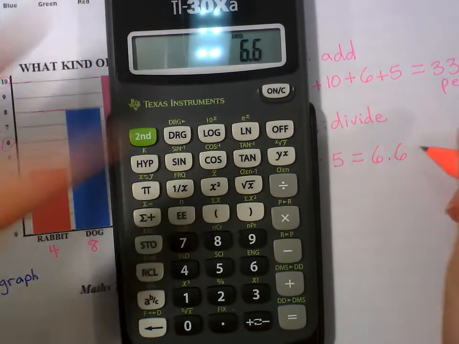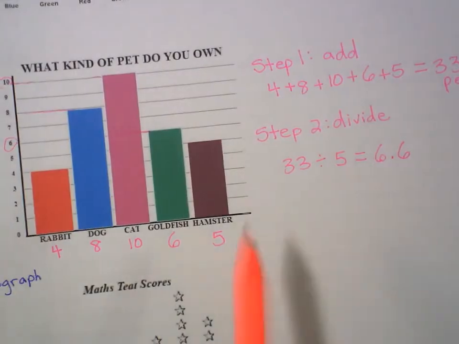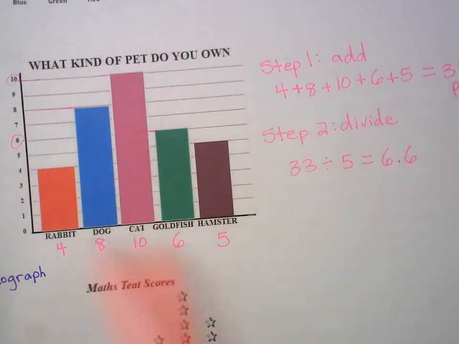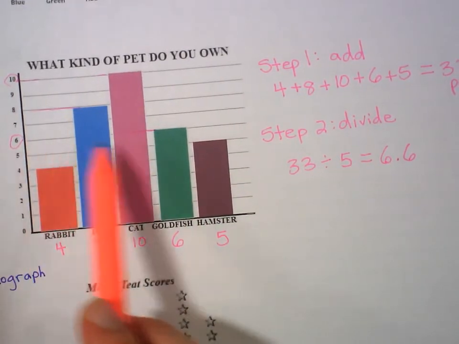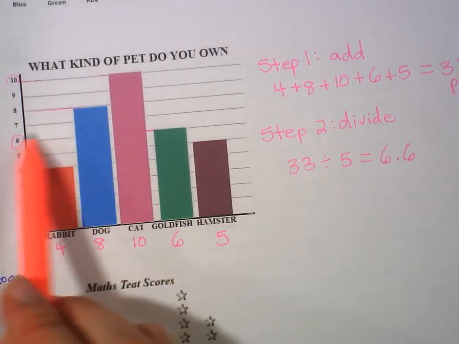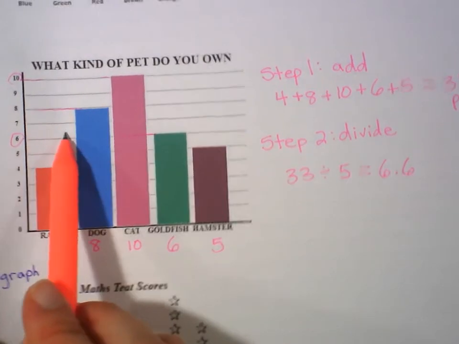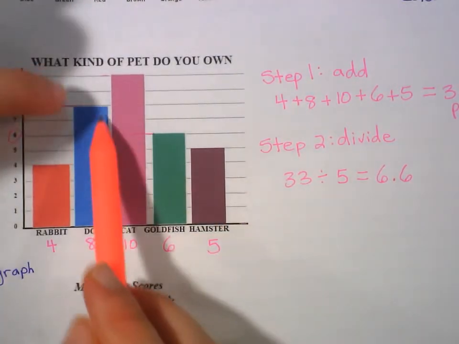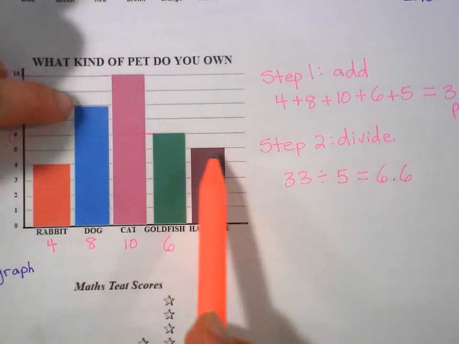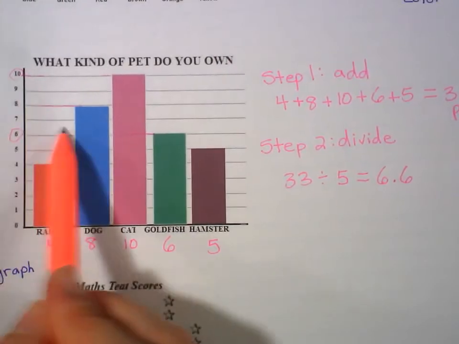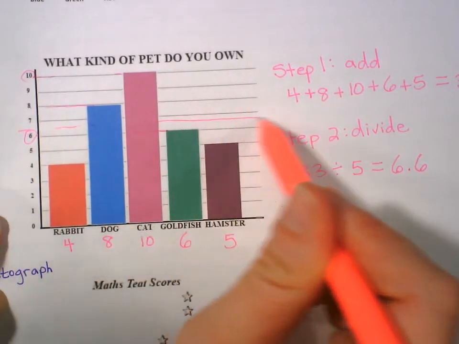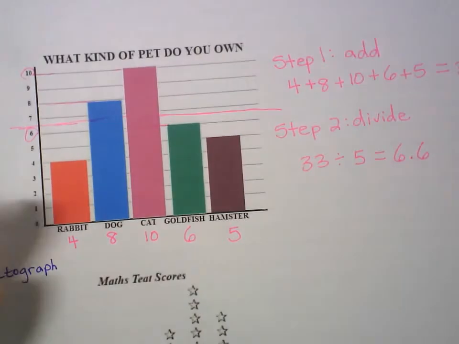6.6. So on average, if we added up all of these together and each animal had to have the same height bar, it would be right around 6.6. So we could take some of the extra from the purple and put it on the red. Okay, take some of the extra on the blue, put it on the darker purple. They would average out, they would be the same height, around 6.6, if we had to make all the bars the same height.